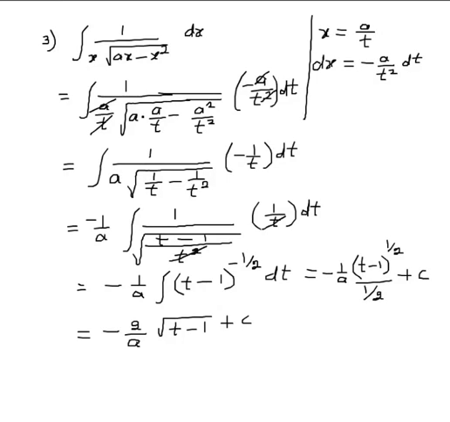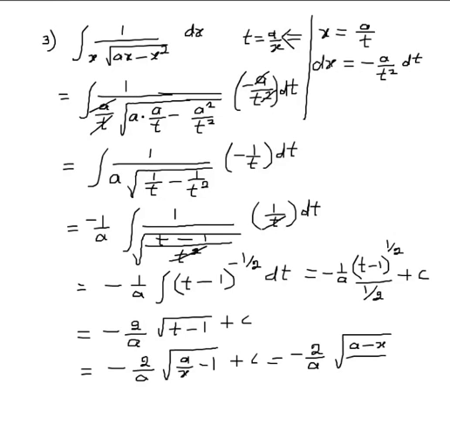Let us substitute for t. The substitution which we did, x is a by t. Therefore, t will be a by x. Minus 2 divided by a root of a divided by x minus 1 plus c. We'll take LCM. Therefore, we get minus 2 by a root of a minus x divided by x and plus c. Pause the video, write down these substitutions in the formula notebook and memorize.